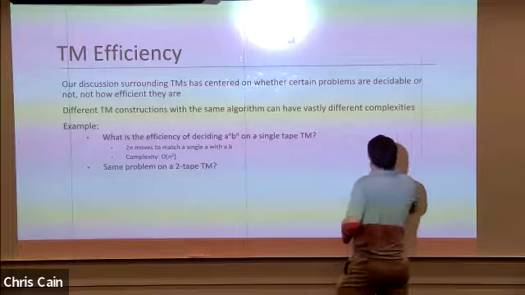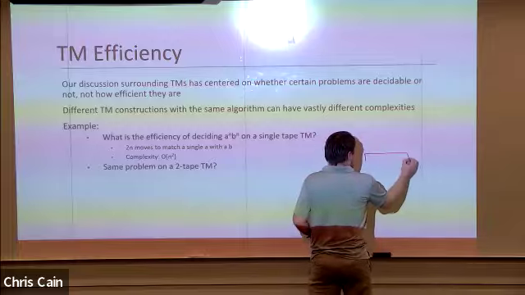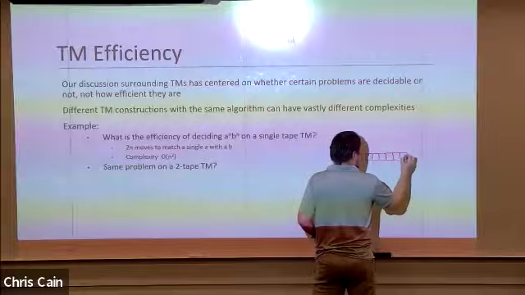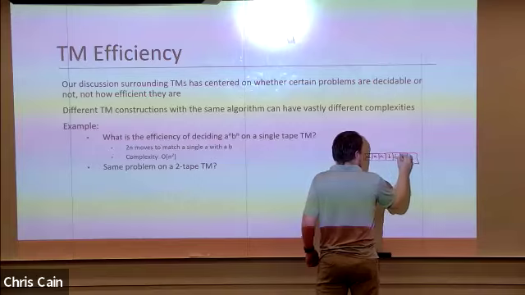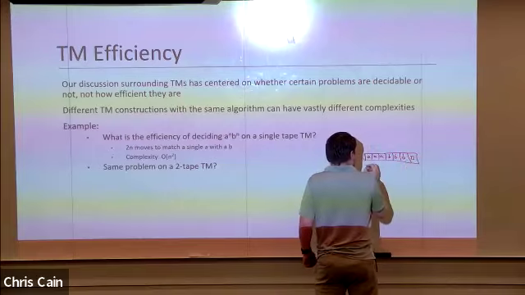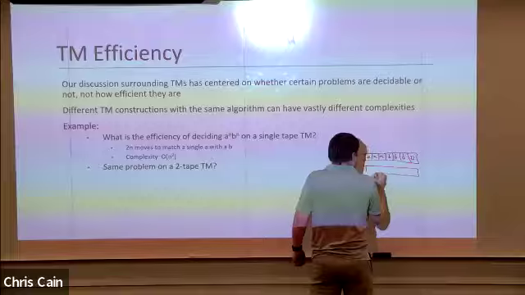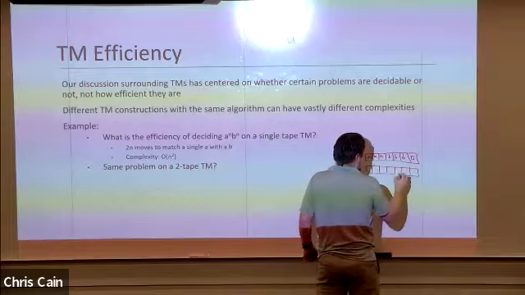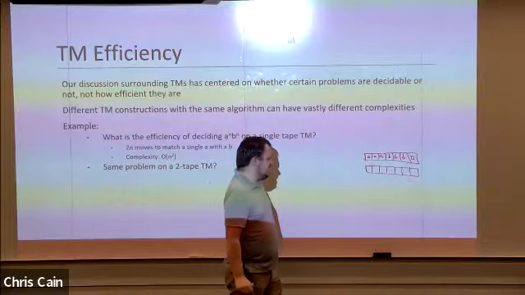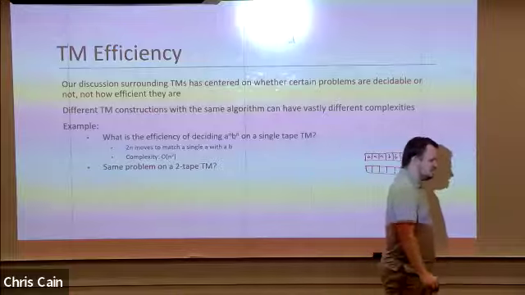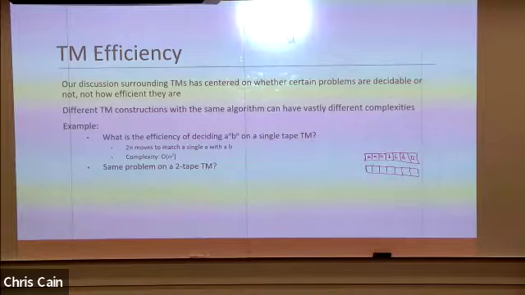Well, we have a string, and these could be A, B, B, and a blank at the end. And now we have a second tape that we can use. So how do we know that this is A to the n, B to the n? Is there an algorithm that is more efficient than something that's quadratic when we have a second tape to write?